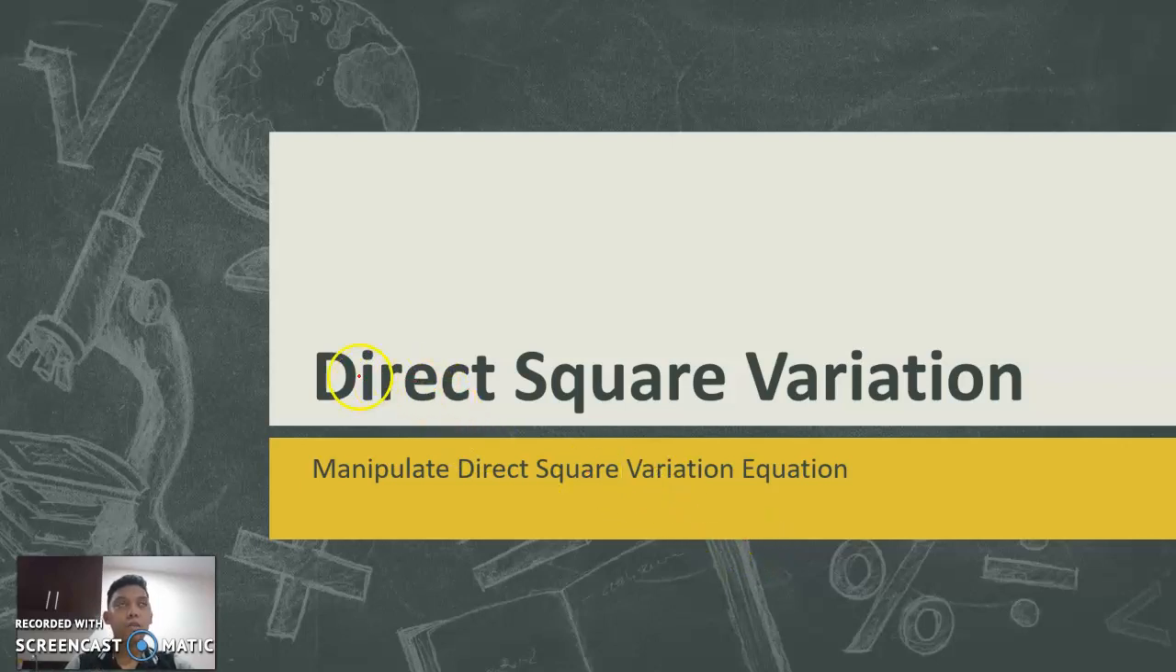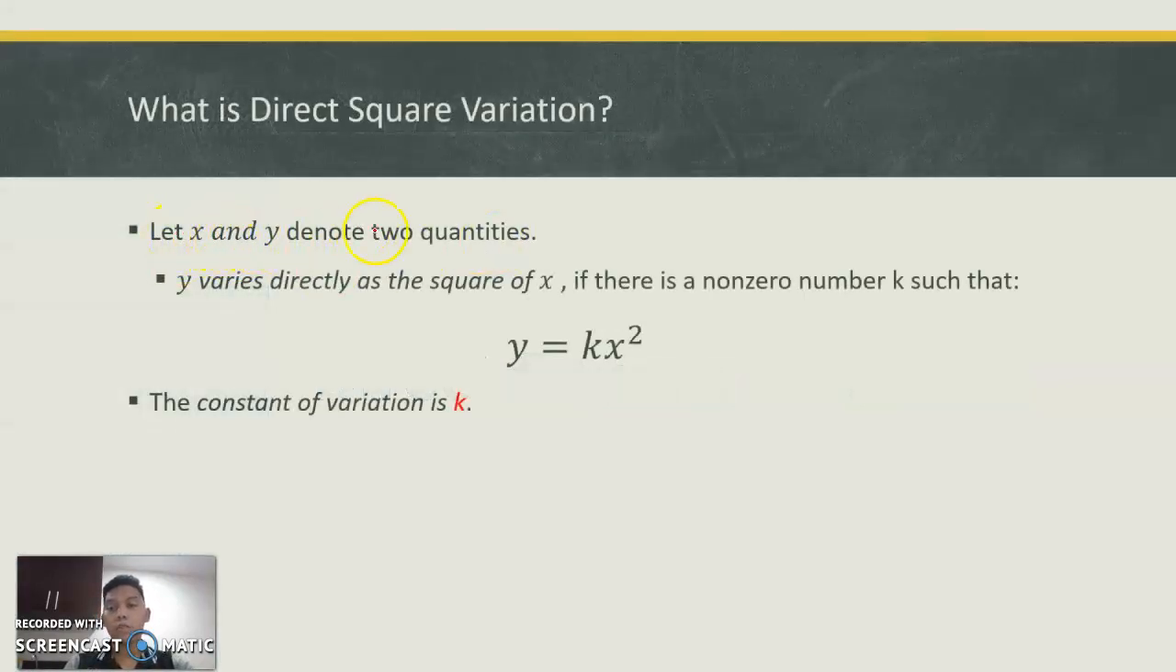Oh yeah. Here, we have what we call direct square variation. So basically, I'm introducing to you the basic foundations, because there are a lot of direct variations. It could be square, cube, fourth power, and so on. It depends on the situation or the problem that is given. So I'm just giving you an example for direct variation. So what is a direct variation? Let x and y denote two quantities. y varies directly as the square of x if there is a non-zero k such that y is equal to kx squared. So same as before, the constant of variation is k. It's just this time our x is not simply x anymore. It's x squared. Alright? It's like this.